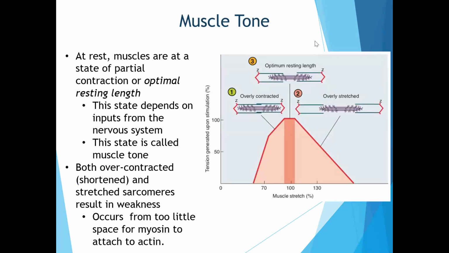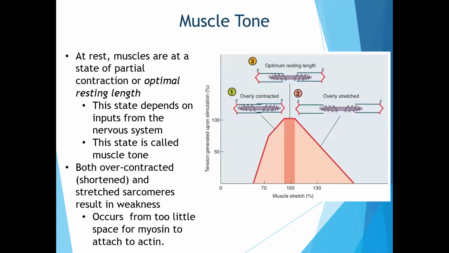Okay, muscle tone. So we talked about earlier that there's partial overlap with the myosin and the actin at rest. And so they're not necessarily completely contracting, but they're also not 100% relaxed. And this is known as muscle tone, and we maintain it because it gives us better reaction times. It allows some of our reflexes to work quickly.